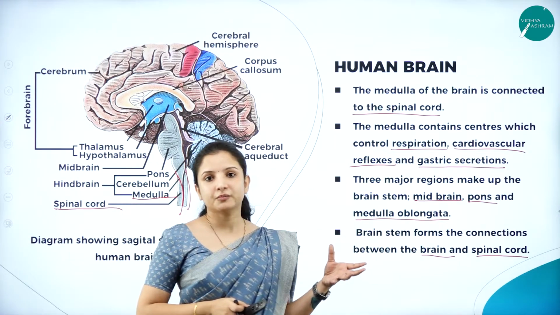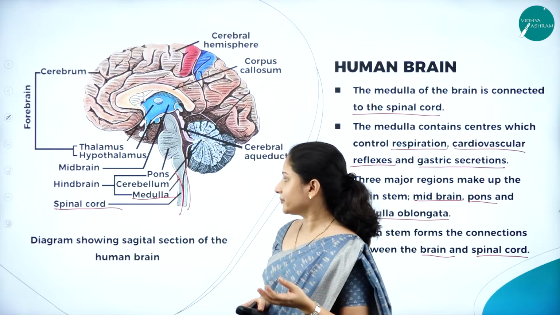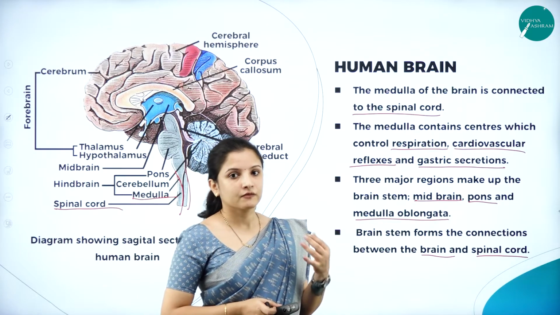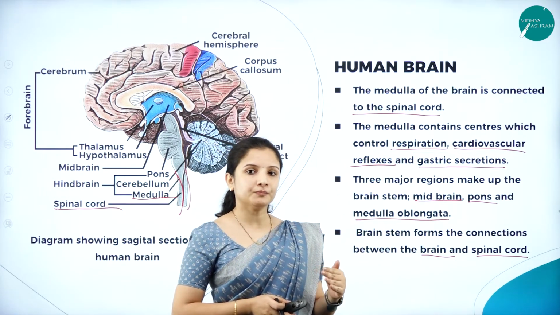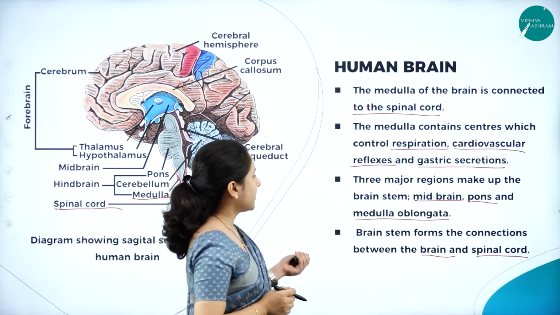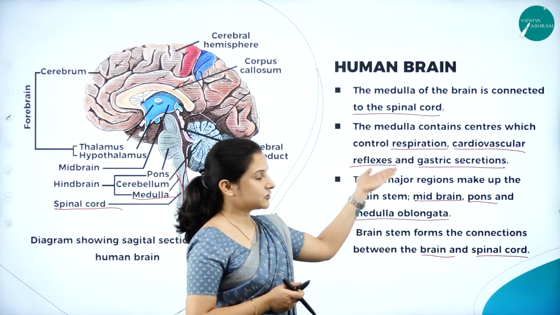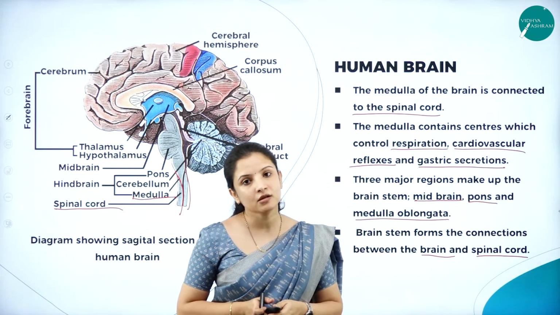So which is the stem of the brain? It is the hindbrain, consisting of the pons, cerebellum and the medulla oblongata. They form the stem of the brain, which connects the forebrain and the midbrain with the spinal cord. So this is about the structure of the brain. And medulla oblongata is very, very important for processes such as respiration, cardiovascular reflexes, gastric secretions and all that.